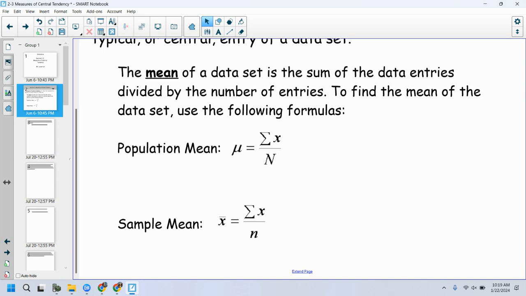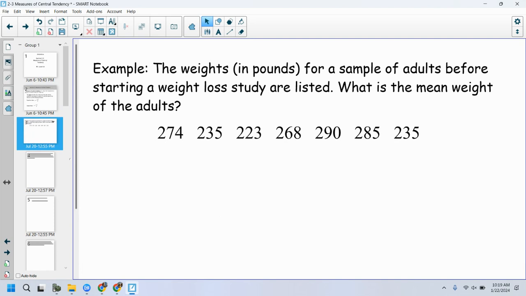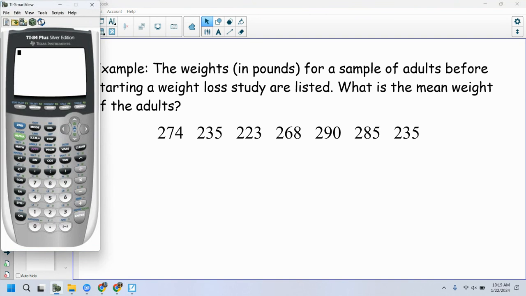Okay. Now, pretty simple to calculate, so let's just, for fun, do an example. The weights in pounds for a sample of adults before starting a weight loss study are listed. What is the mean weight of the adults? Let's evaluate it. We got 274 plus 235 plus 223 plus 268 plus 290 plus 285 plus 235. Just to make sure I didn't enter anything wrong: 274, 235, 223, 268, 290, 285, 235.